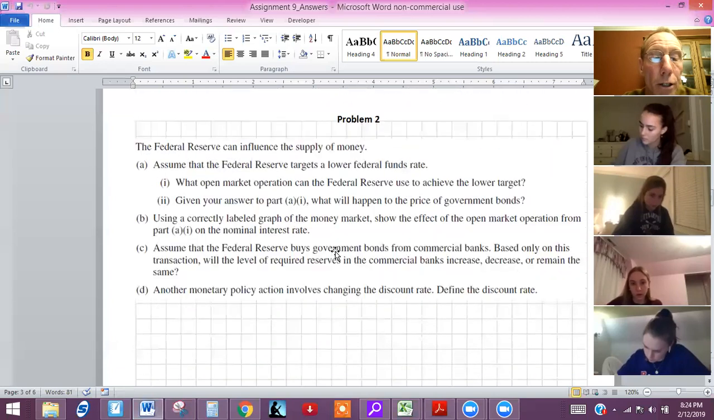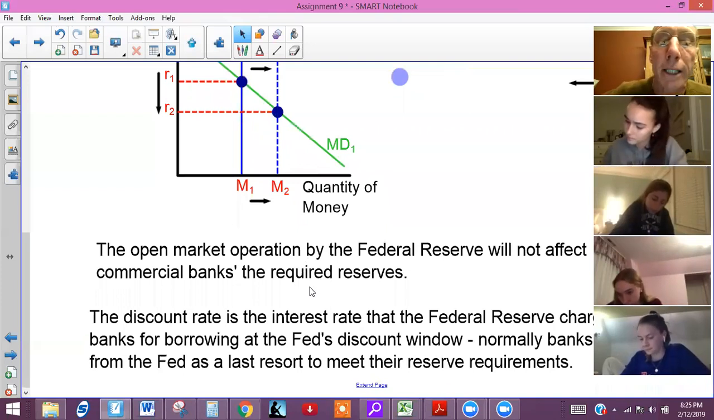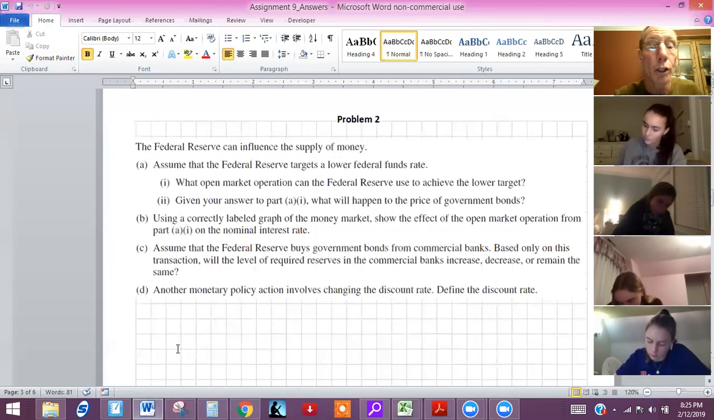same. The real answer, I guess, is what I have right here, that it does not affect the required reserves. And the next problem we do, problem 3, is going to get into more detail about what these required reserves are all about. And then it's just asking you a straightforward question, just to see if you know it or not.